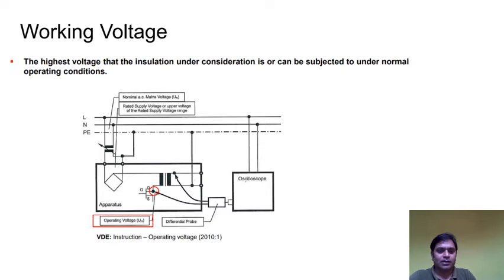So what is the working voltage according to the BDE? This schematic shows how the working voltage is considered. It is the highest voltage that the insulation under consideration can be subjected to under normal operating conditions. This is the operating voltage V0, this is the supply line, and this is how it enters the equipment. So we need to consider what the working voltage will be.